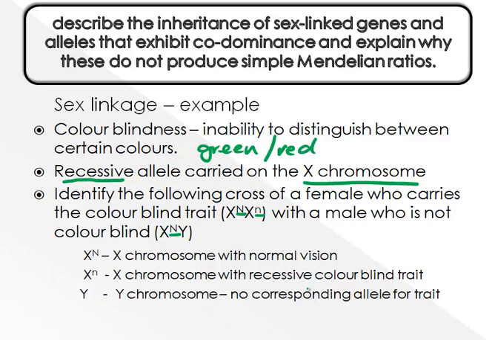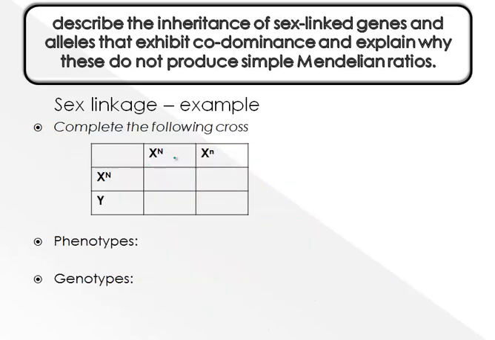So let's have a look at that cross. We can see here that the parents' gametes have been placed into the cross with the female across the top and the male down the side. If we do the first cross, we have an X capital N and an X capital N. If we look at the next one, it is an X capital N and an X little n.